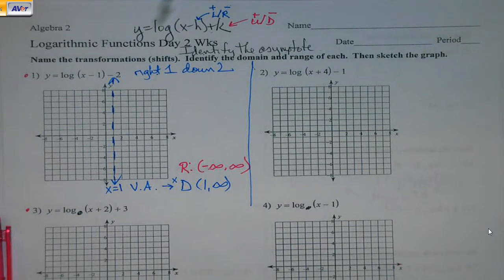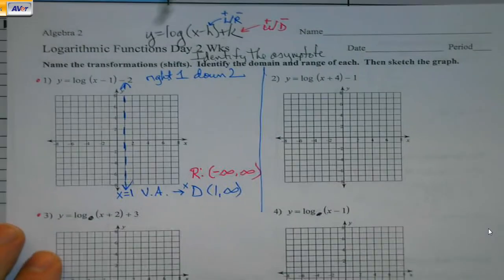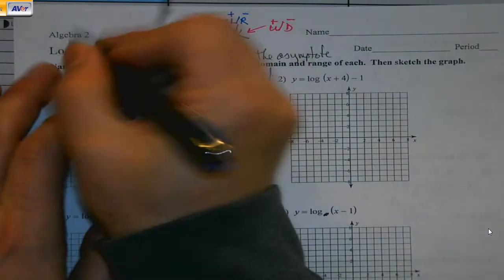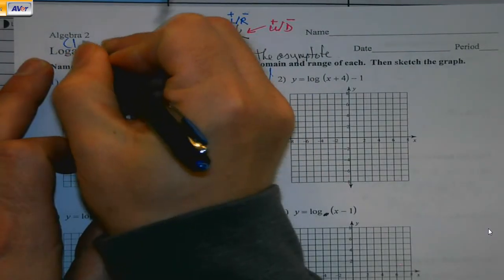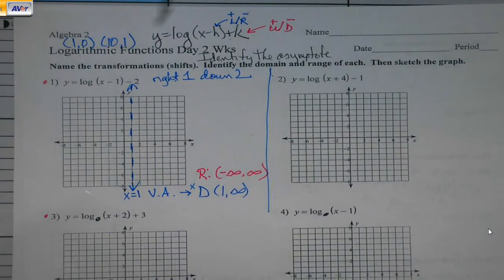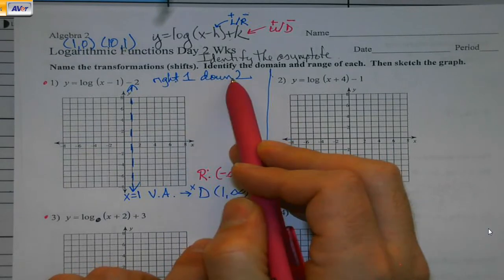Okay, one more reminder we're going to put up at the top of the page here. We talked a little bit about the parent graph of logs yesterday, that there's 2 points that we work with. We work with 1, 0 and 10, 1. Now that's assuming I didn't make any shifts. I didn't move anything. But we did move something. We noticed we moved right 1 and down 2.